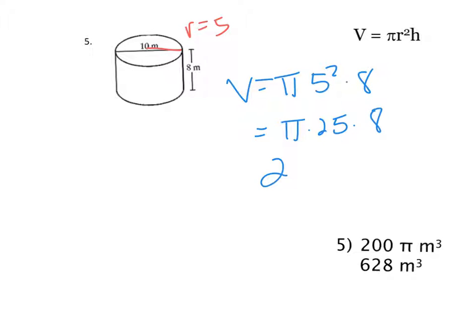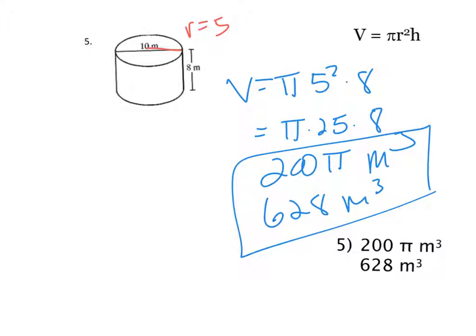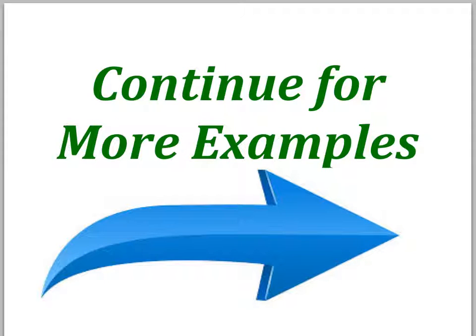So that's 200 times pi. And again, answer in pi is meters cubed here. And then multiply 200 times 3.14. And we get 628 meters cubed. So there's my 2 answers for this one. Again, it's a good idea to get in that habit of giving me both answers if pi is involved. So just in case. Continue for another example from me.